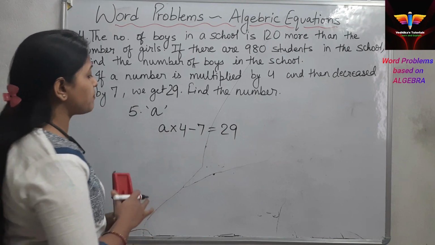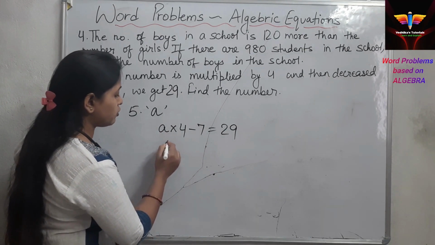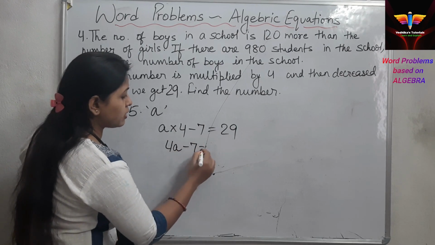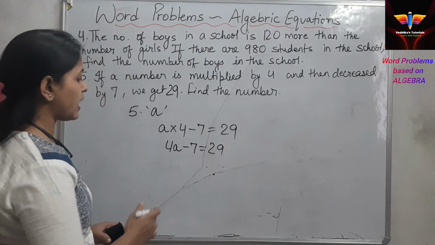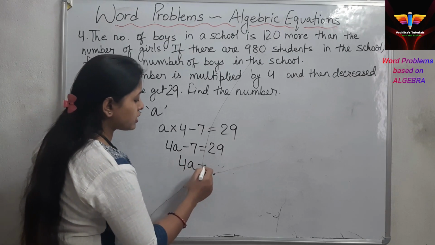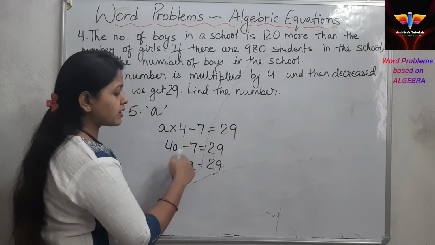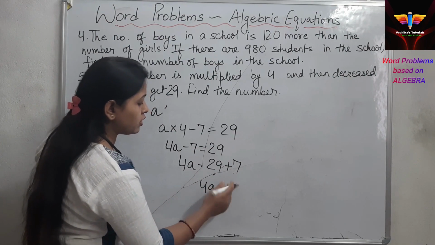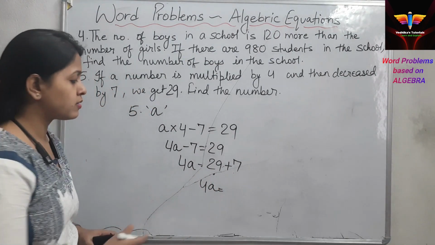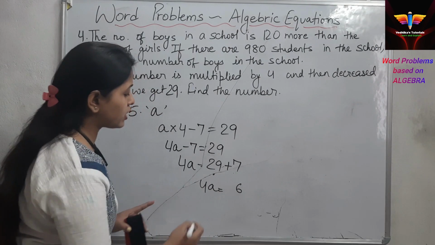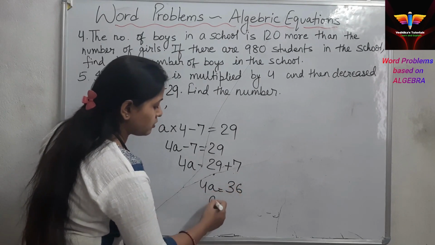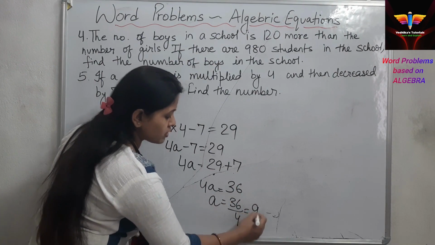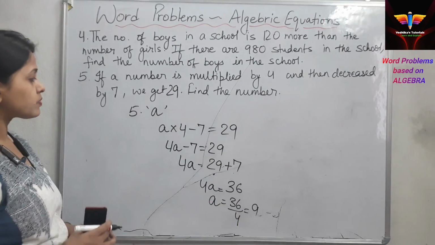Now a multiplied by 4 is equal to 4a, minus 7 is equal to 29. Now 4a is equal to 29 plus 7, as this minus gets converted into plus. So 4a is equal to 36. Now a is equal to 36 by 4, which is equal to 9.